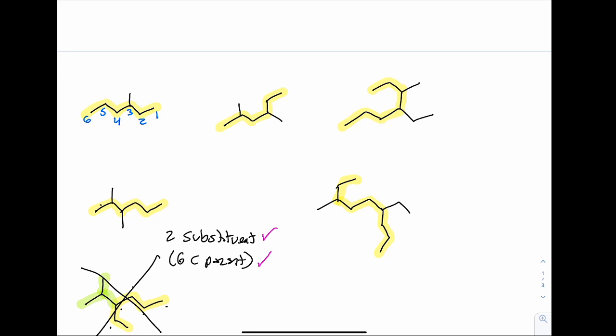This second one, I have 2 branches. So if I start from the left, 1, 2, 3, 4, 5, 6. So I have a branch attached to carbon 2, right, an alkyl group. I also have a branch attached to carbon 4. And if I add those together, remember I want the lowest sum, sum means you're adding, I get a 6.